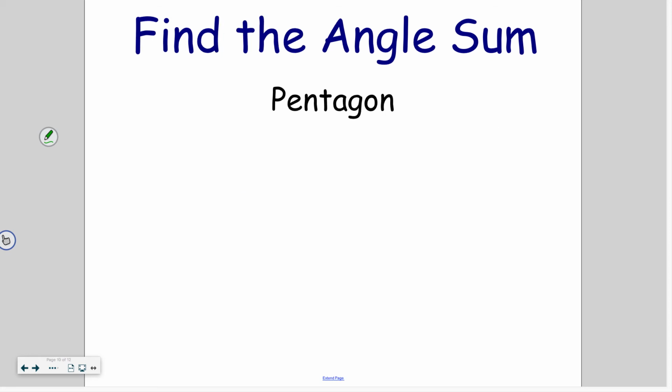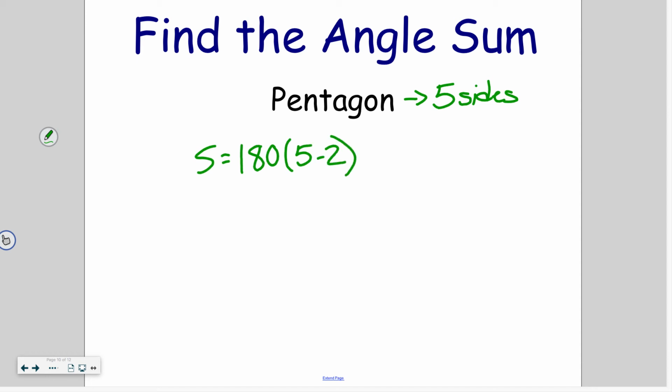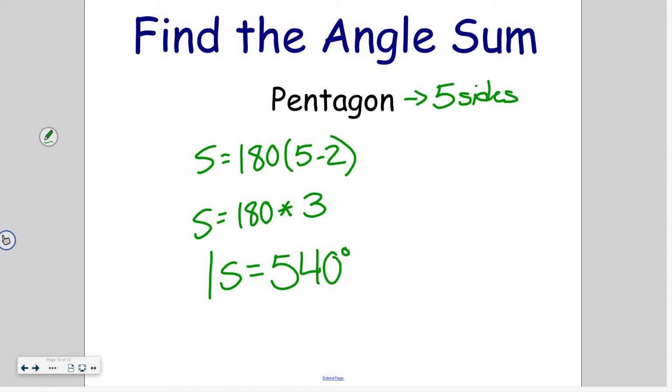Now your job is to try to figure it out for pentagon. So there are 5 sides in a pentagon, so that means our n value is going to be 5. So I'm going to say S is equal to 180 times (5 minus 2), which gives me S is equal to 180 times 3. So S, the sum of all of my angles, is 540 degrees. 180 times 3 is 540.